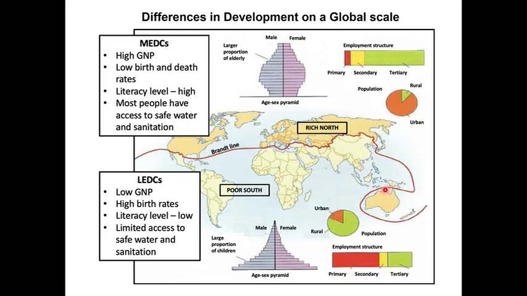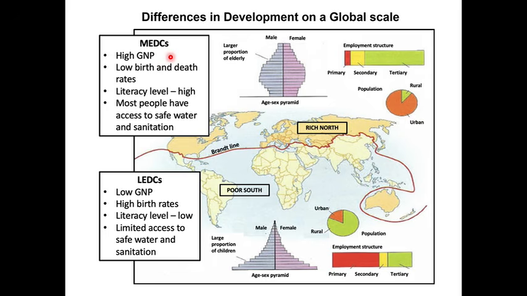Then only 2 countries in the southern hemisphere are really included in the rich north, which will be Australia and New Zealand. And the rest, you will see, will be qualified as the poorer south. Now, let's have a look at the characteristics of your rich northern country. Just have a look at this.